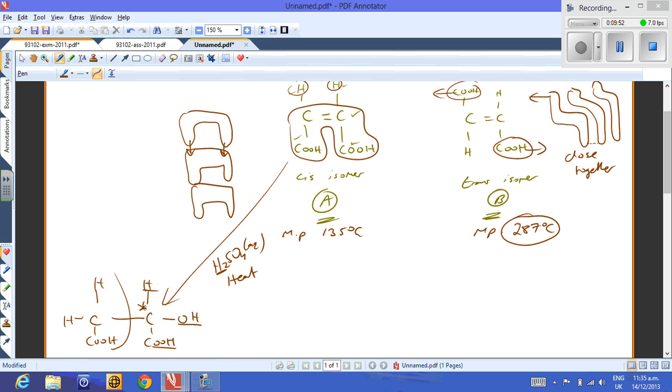So that's compound C because it has the molecular formula C4H6O5. So 1, 4, 3, 4, 5 oxygens, and then everything else should be there if you check it.